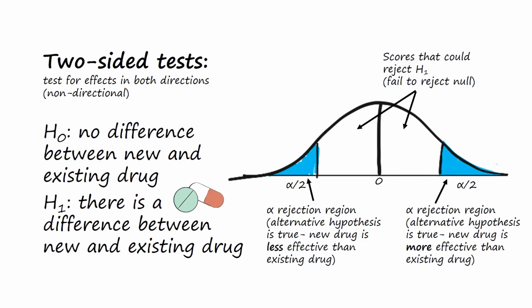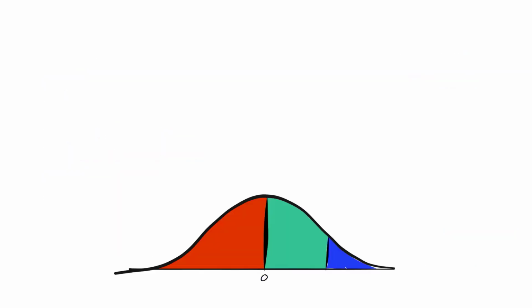Our conclusion would be that the new drug performs significantly worse than the existing drug. If the test statistic falls in this region, we also reject the null hypothesis. Our conclusion would be that the new drug is significantly better than the existing drug and may have implications for clinical practice.